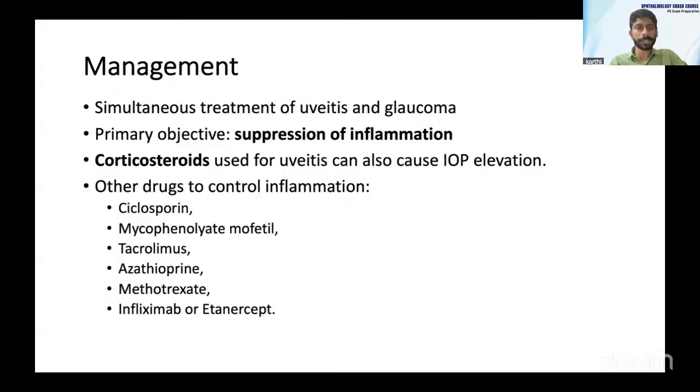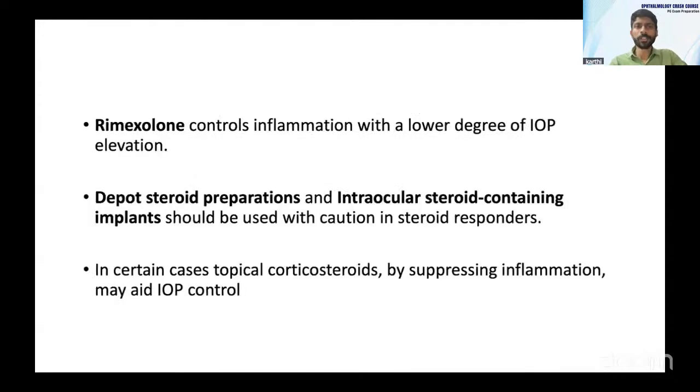Other drugs which control inflammation and can be used in case of a steroid responder are cyclosporine, mycophenolate mofetil, tacrolimus, azathioprine, methotrexate, and infliximab. Rimexolone controls the inflammation with a lower degree of IOP elevation. Depot steroid preparations and intraocular steroid-containing implants should be used with caution in steroid responders. In certain cases, topical corticosteroids, by suppressing the inflammation, may actually aid in IOP control. So steroid is a double-edged sword, as they say. It should be used with caution.